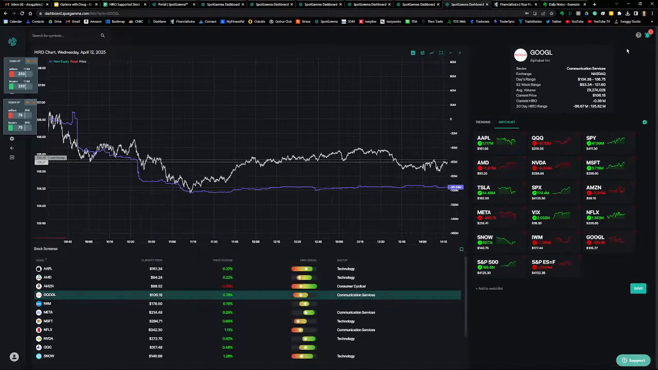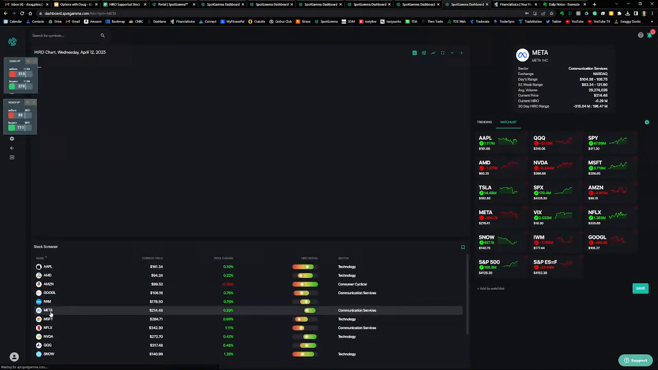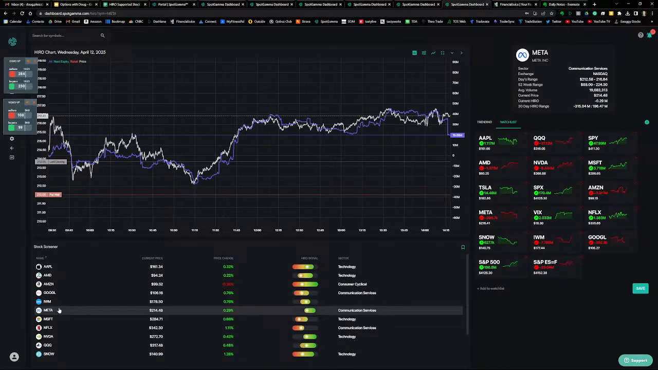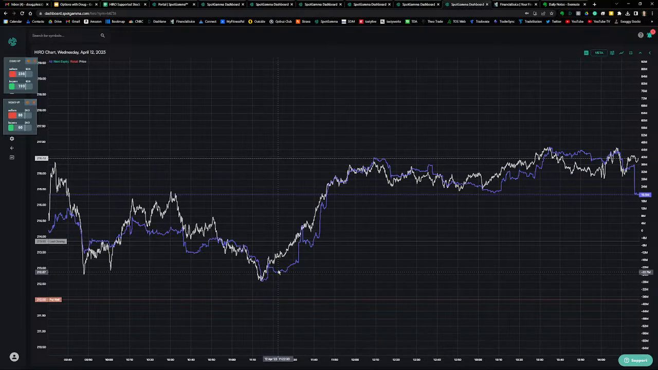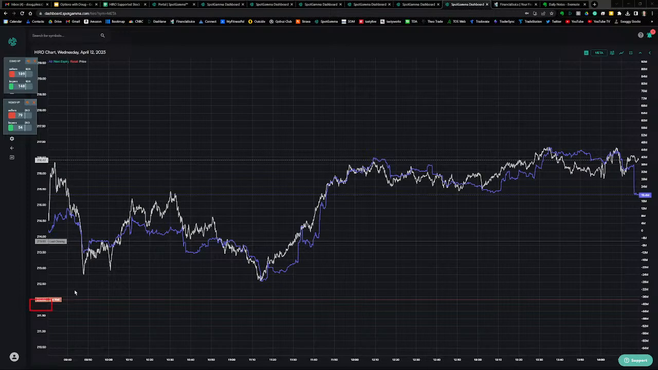All right, the next, Meta. Choppy day in Meta. And so far it looks like the best trade was this confirmation long. And this put wall at 212, it looks like that never came into play. That would have been the target for a downside move.